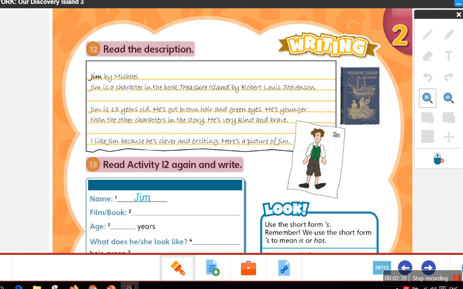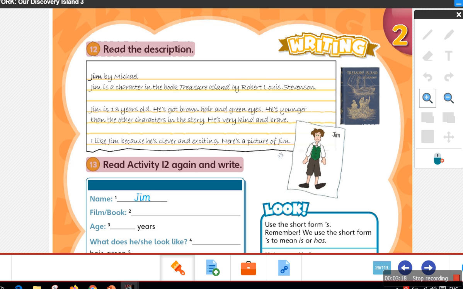Some people think Michael or Michelle. Let's say Michael. Jim is a character in the book Treasure Island by Robert Louis Stevenson. Jim is 13 years old. He's got brown hair and green eyes. He's younger than the other characters in the story. He's very kind and brave. I like Jim. This means Michael says he likes Jim. I like Jim because he's clever and exciting.